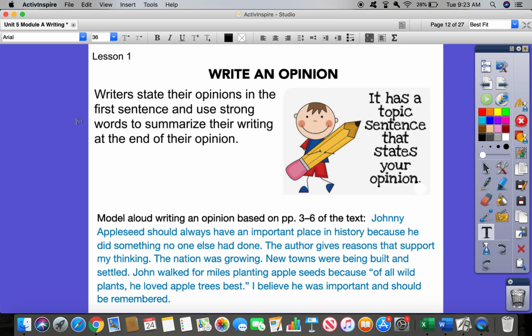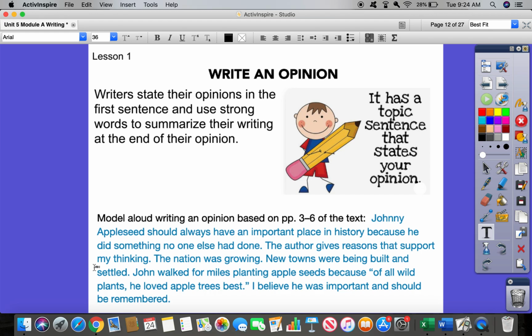So writers state their opinions in the first sentence and use strong words to summarize their writing at the end of their opinion. So I'm going to model aloud writing an opinion based on pages 3 to 6 of the text. "Johnny Appleseed should always have an important place in history because he did something no one else had done. The author gives reasons that support my thinking.